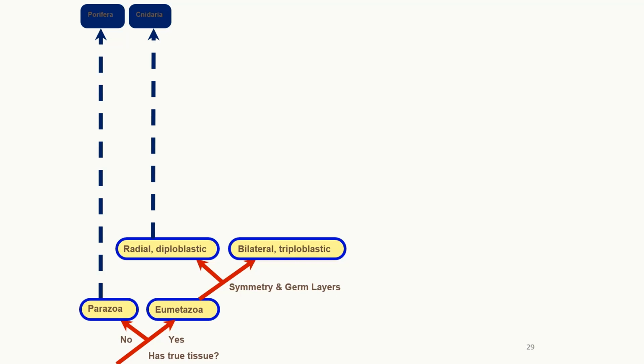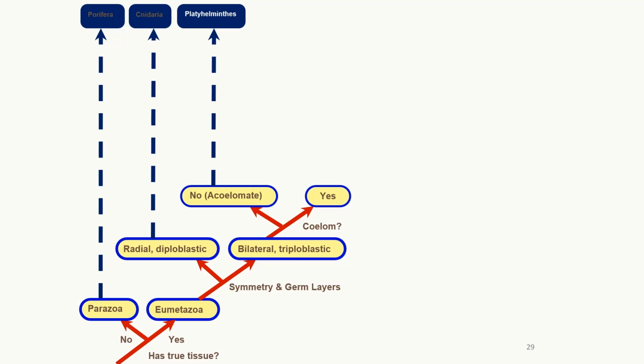So we're going to split it more in terms of the presence of a coelom. The coelom is basically the body cavity. So if that animal is bilateral and triploblastic and does not contain a coelom, it is called an acoelomate. And all those animals that are acoelomate, bilateral and triploblastic will be classified under the phylum Platyhelminthes.